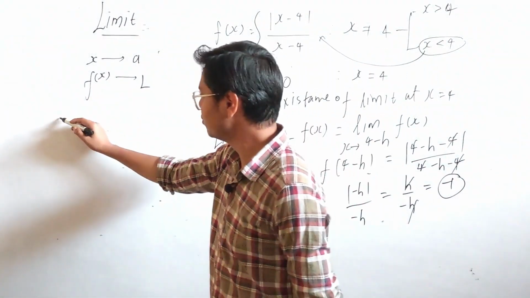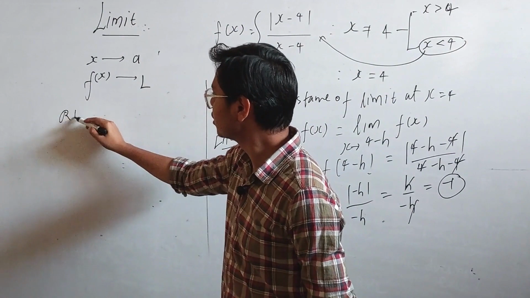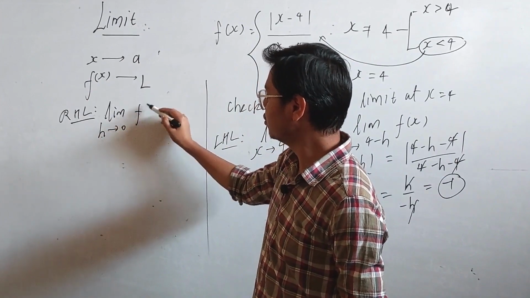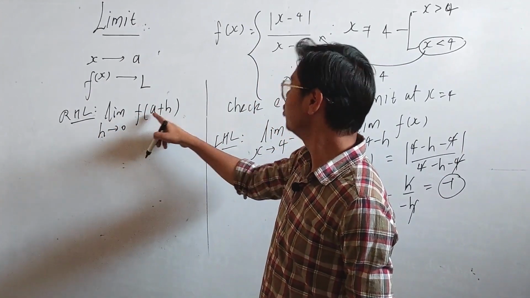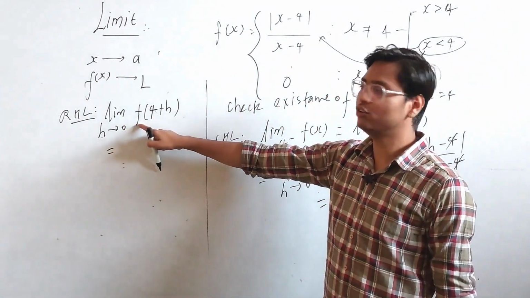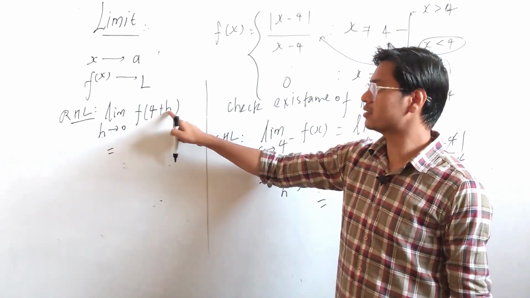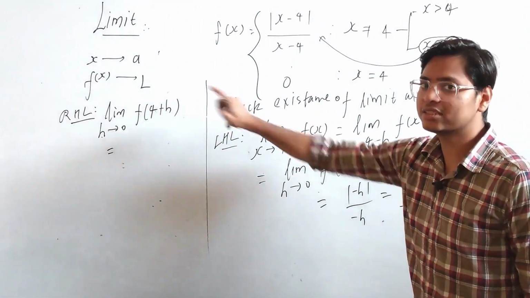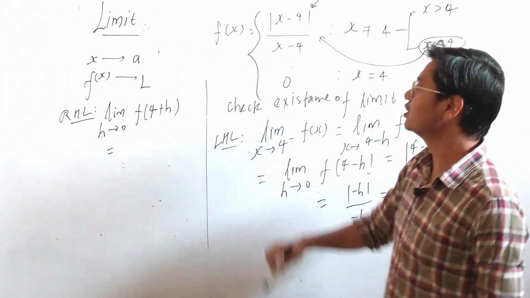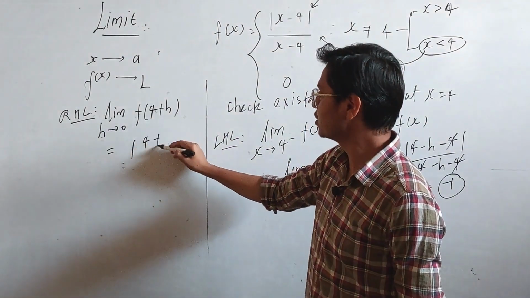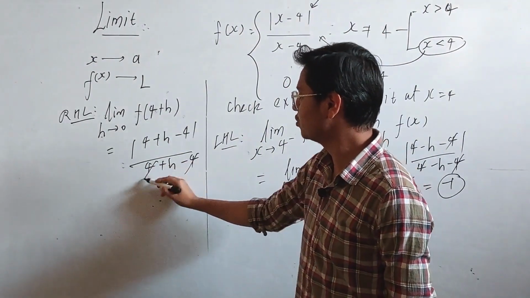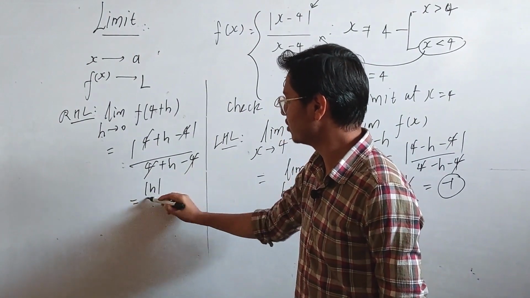Then we check the right hand limit, that is limit h tending to 0 of f(a plus h), and the value of a is 4, that is 4 plus h. So for the input where x is greater than 4, 4 plus h means x is greater than 4. For x greater than 4, the function is modulus of x minus 4 divided by x minus 4, that is modulus of 4 plus h minus 4 divided by 4 plus h minus 4. These 4s cancel, then modulus h divided by h.